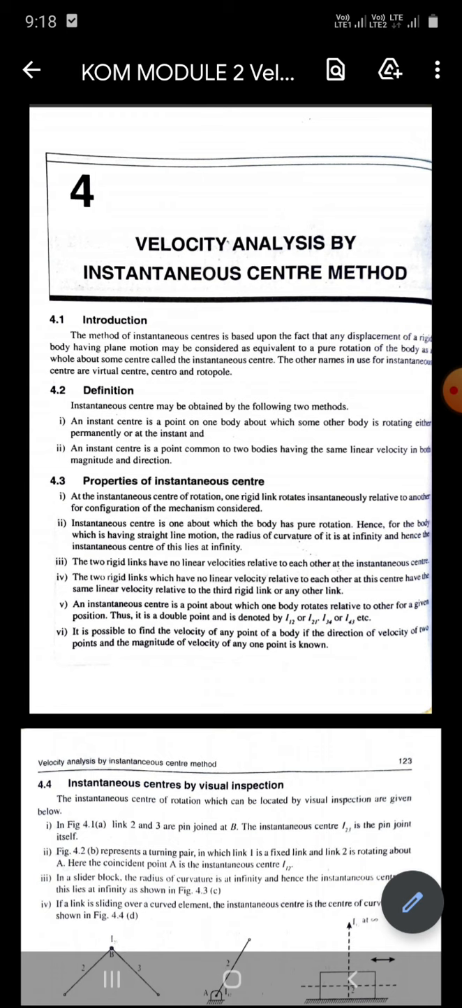Definition. Instantaneous center may be obtained by the following two methods. First one, an instantaneous center is a point on one body about which the other body is rotating, either permanently or at that instant. Second one, an instantaneous center is a point common to two bodies having the same linear velocity in both magnitude and direction.